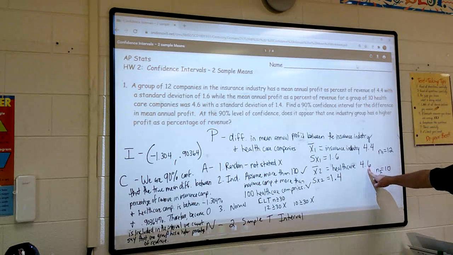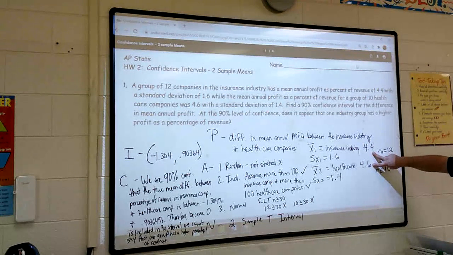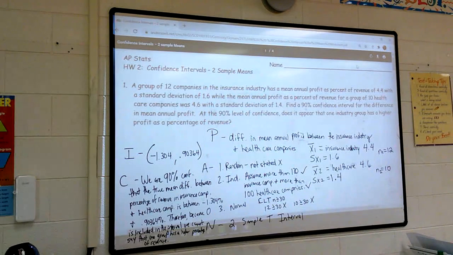But why is 0 still included in the interval? There are a couple of reasons. Number one, their two means are very close together, 4.6 and 4.4. They're only 0.2% apart from each other. Their sample sizes are very small. We've only looked at 10 companies and 12 companies. So if you really want to see a difference between them, you're probably going to need a bigger difference and a much larger sample size than what we have here. Okay? So those are things that restrict you if your data is close to each other.